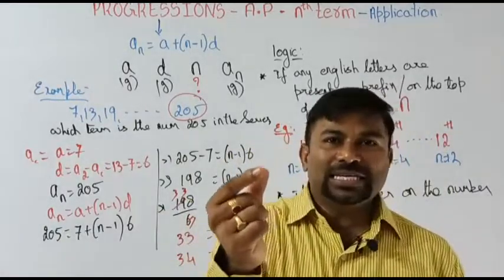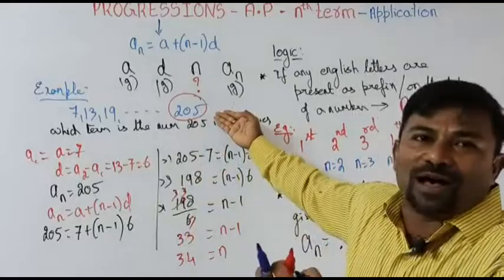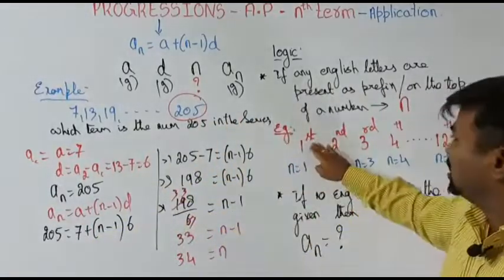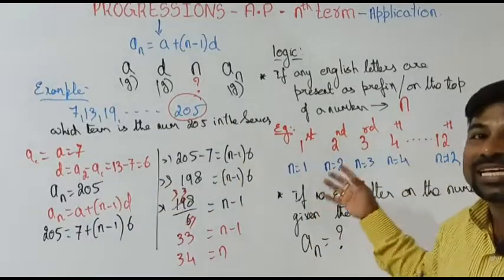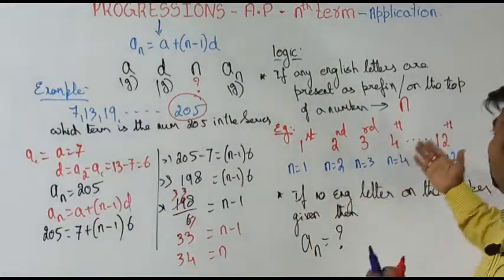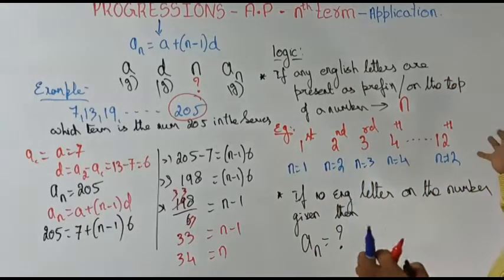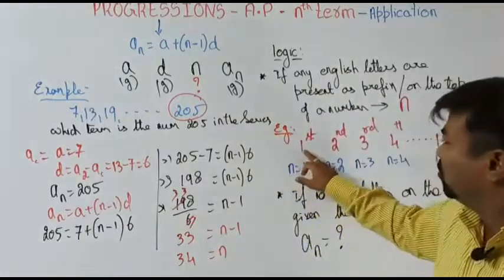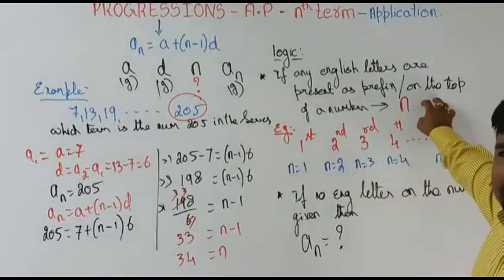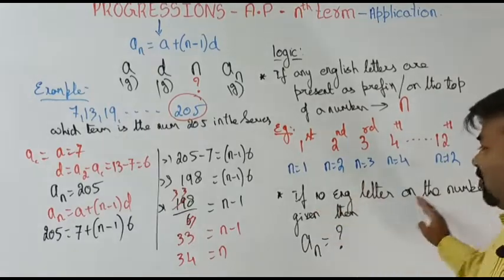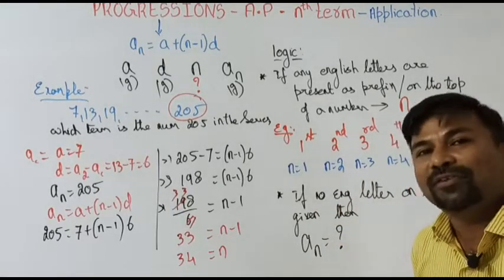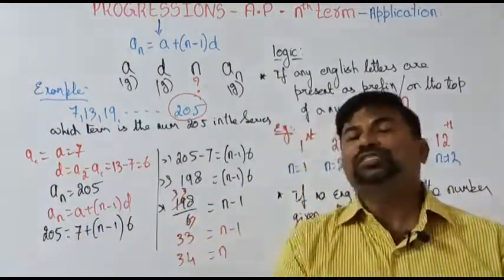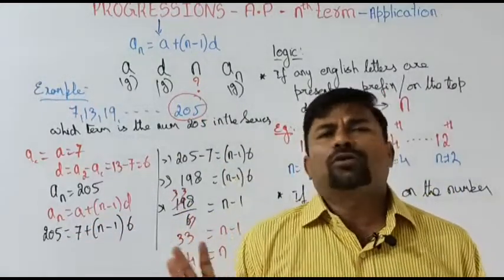The tricky part is where to plug this 205, in the place of n or an. See the logic: if you have English letters on the top, you place it in the place of n. If you don't have English letters on the top, you place it in the place of an. We don't have English letters on top here, so we place it in the place of an. This is the tricky part, and by this we can figure it out many times.